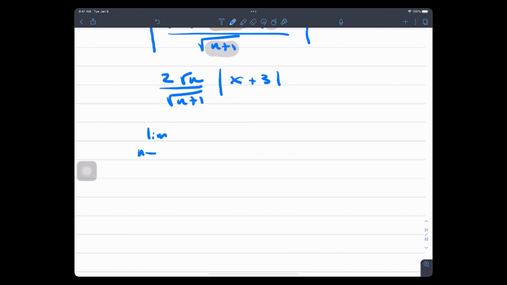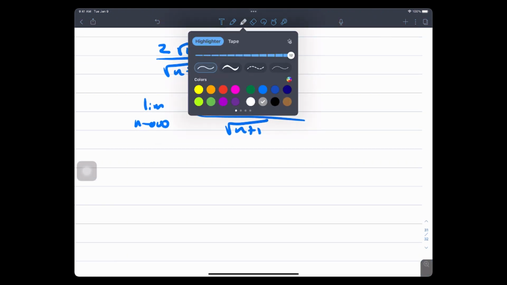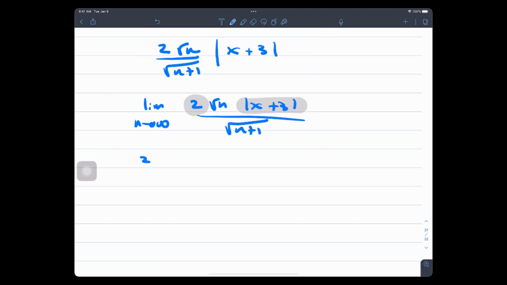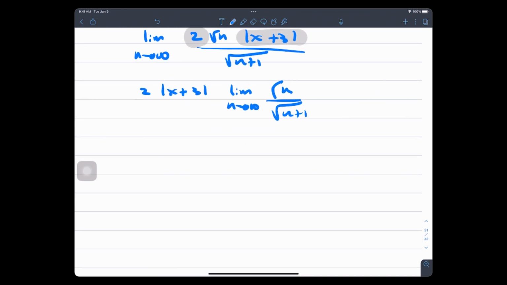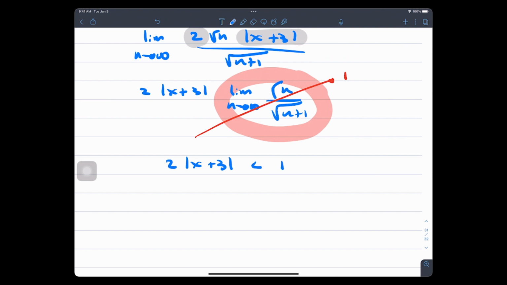So now, as you take the limit of that ratio, you say this is 2 square root of n. Remember what comes out as a constant. The number 2 comes out. Absolute value of x plus 3 comes out. So you have 2 times the absolute value of x plus 3. Those are constants. Limit. And then you want to determine what happens with this limit over here. You guys know where that limit goes to? I think that limit goes to 1. Is that true? So you get 2 times the absolute value of x plus 3 has to be less than 1 for convergence.